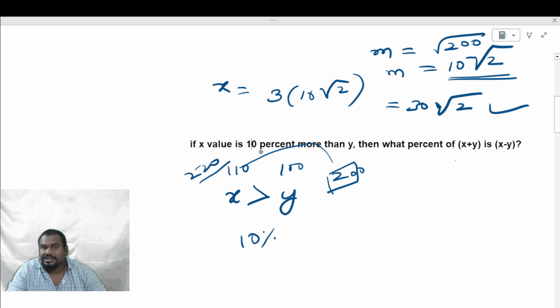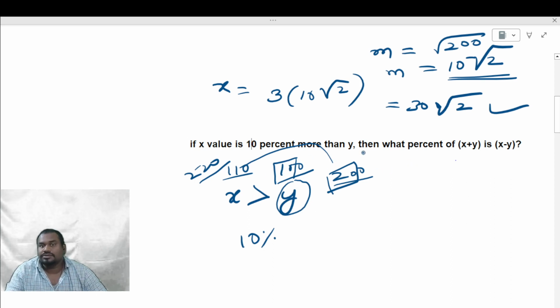The x value is 10% more than y means, whatever the value of y you take, just add 10% of y to that y value, then make it the x value. Suppose it is 100, then 10% of 100 is 10. So 100 plus 10 is 110. Suppose I assume this as 200, then 10% of 200 is 20. Then add 20 to 200, then it will become 220. So now you got x and y values, how they exist.